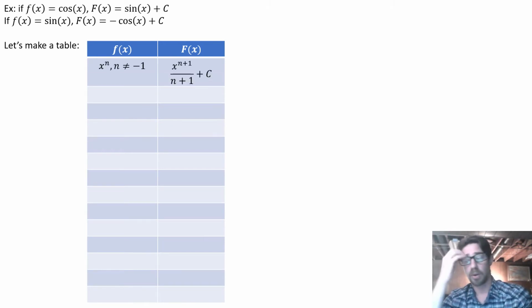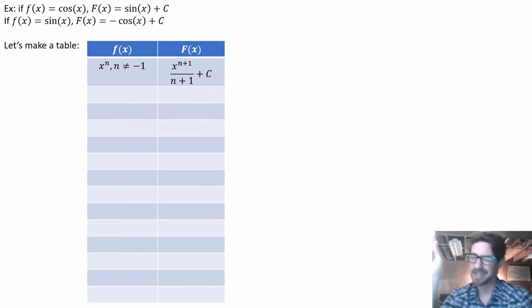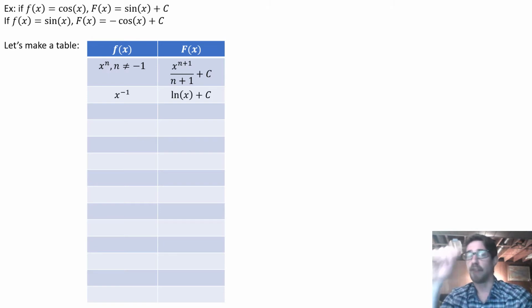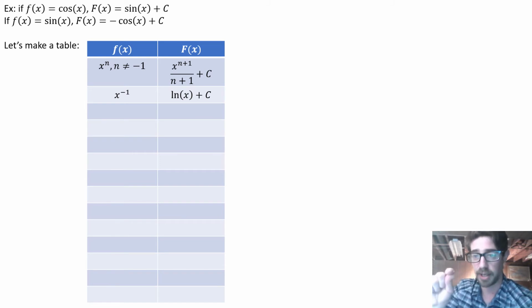There's our reverse power rule. It works for any exponent, negative, positive, fractional, whatever, except n equals -1. If n is -1, then we know we have the natural log of that, right? That's very convenient. Now we have to make some stipulations. This is not exactly right. Not exactly.